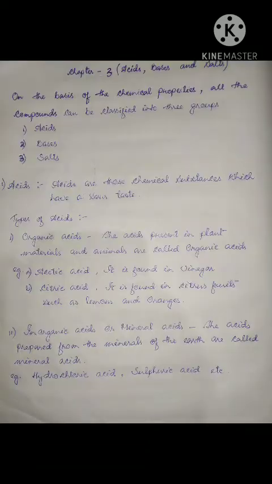A very good morning. Today I am going to teach you about acid, base and salt of chapter number 3. Now let us start. On the basis of the chemical properties, all the compounds can be classified into 3 groups. The first one is acid, second one is base and the third one is salt. Acids. Acids are those chemical substances which have a sour taste.